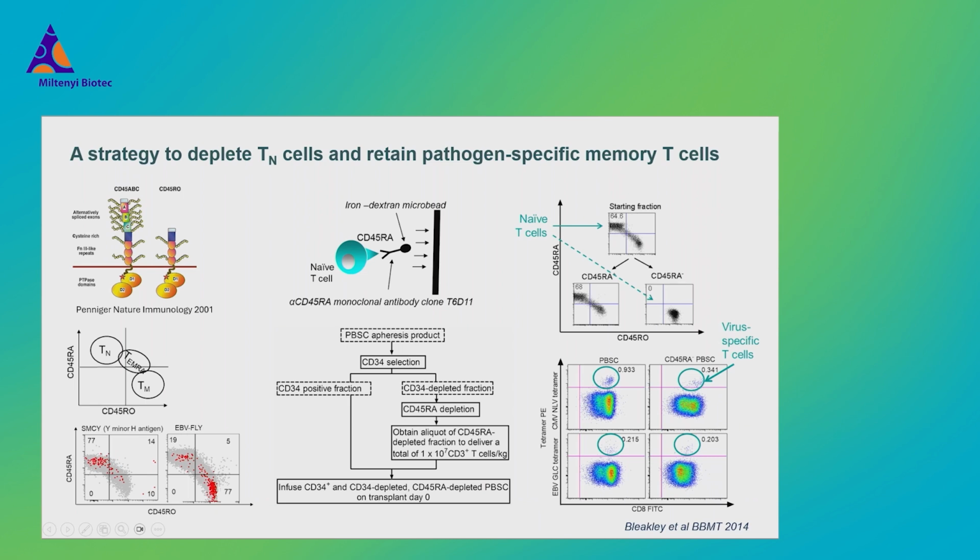And then from the CD34 negative fraction, we would deplete out the CD45RA positive cells to deliver a graft of 10 million total T cells with less than 75,000 naive T cells per kilogram. We performed preclinical studies and demonstrated that viral-specific T cells are retained in the CD45RA depleted graft, and also in that paper demonstrated that those cells are functional.